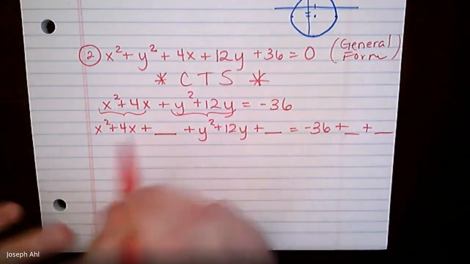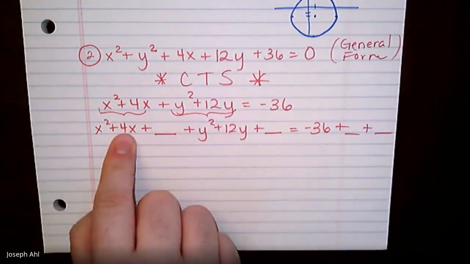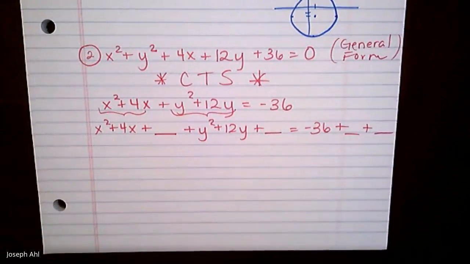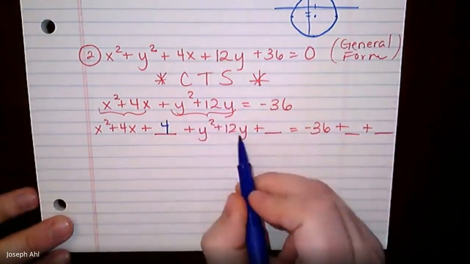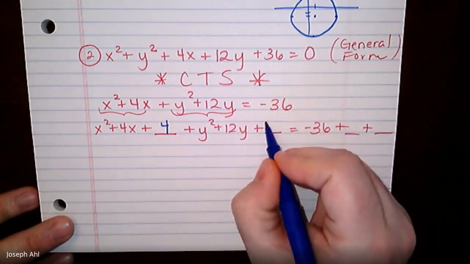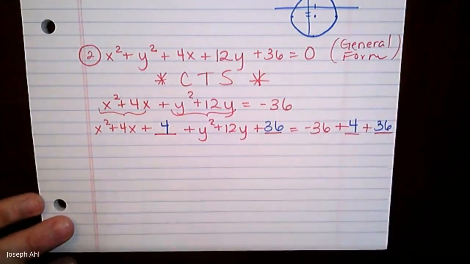All right, so in this scenario, if I take the middle b term, which is 4, divide it by 2 and square it, that's how we're going to complete the square. 4 divided by 2 is 2, squared is 4. 12 divided by 2 is 6. 6 squared, 36. So to keep things balanced, we've got to add the 4 and the 36 to the other side.